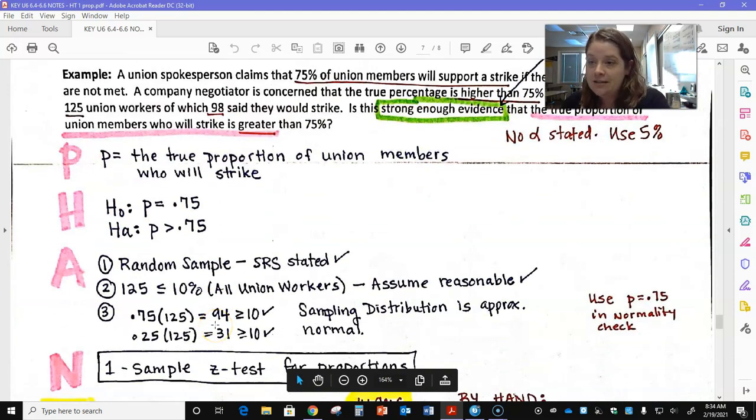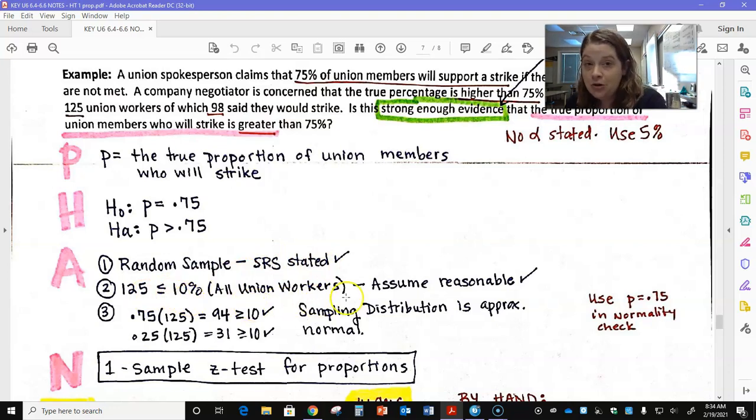I'm going to check my conditions here. It does state in the problem that he does an SRS. So this is a random sample because a simple random sample was stated. 125 is less than 10% of all union workers. There's that 10% condition. Okay, I have no idea how many union workers are in this company, so I'm just going to say assume this is reasonable. Now, if that really makes you nervous and you're in a problem that makes you uncomfortable about saying that, you could say, assume it's reasonable and proceed with caution.